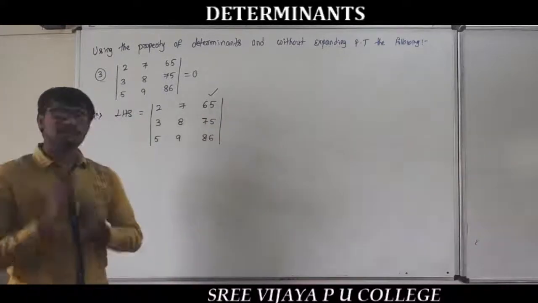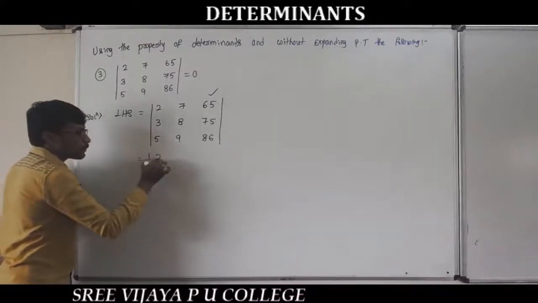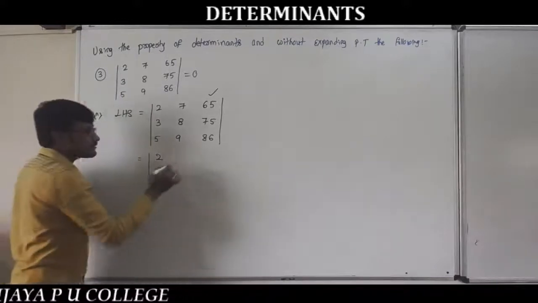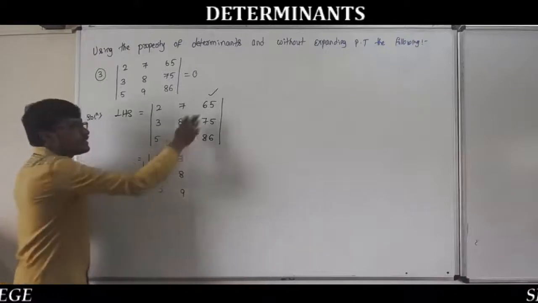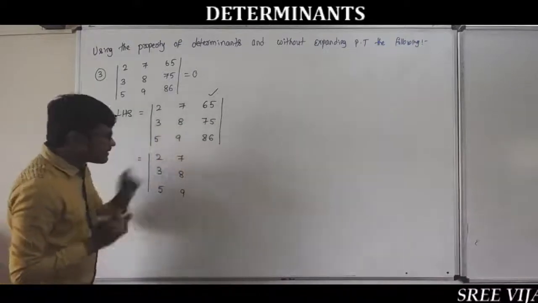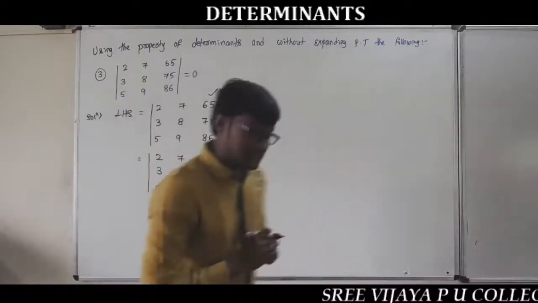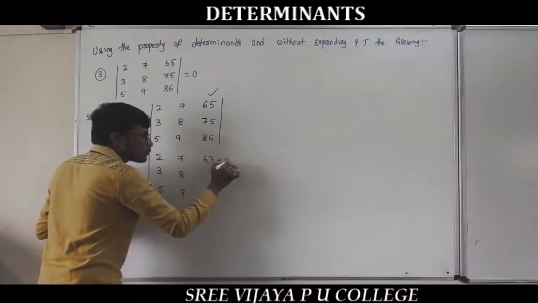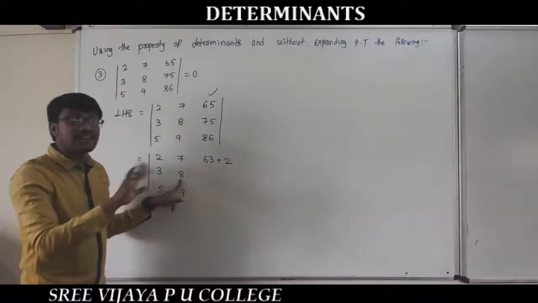How can I split it? Column 1 is 2, 3, 5 as it is, column 2 is 7, 8, 9 as it is. For the 65 in the 7 table, 7 nines are 63. So you get 63 plus 2, which is 65.